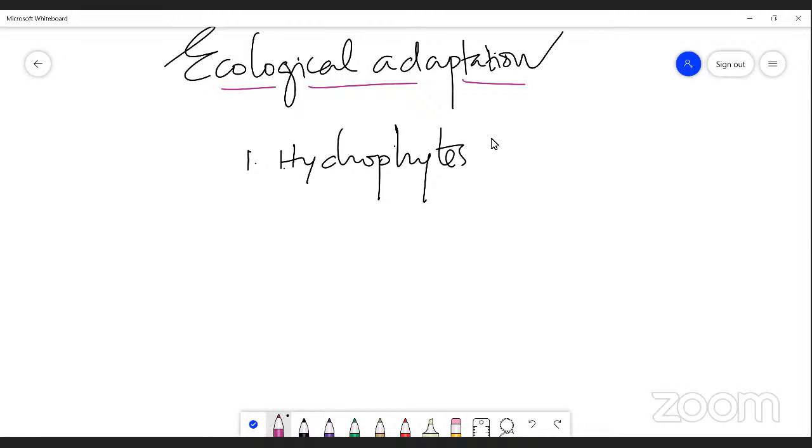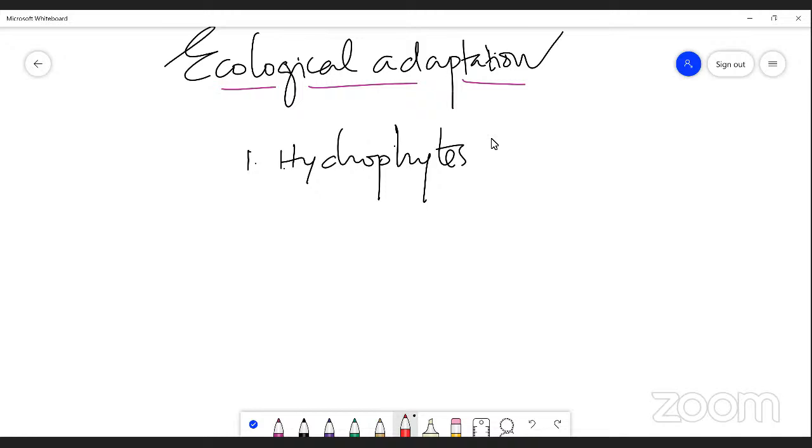Hydro means water, phyte means plants. That means the plant which grows in a water body like a pond, stream, lake, pool, etc. This is called Hydrophytes. I'm going to give you a number of examples for each category. Now let me take the different types of ecological adaptation.